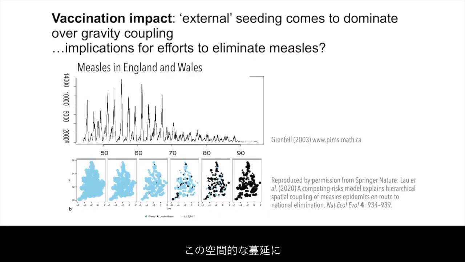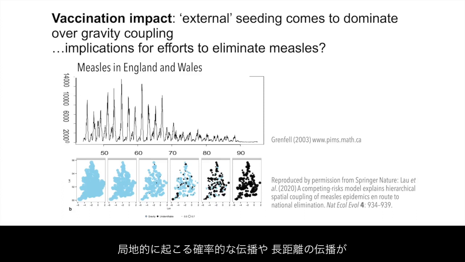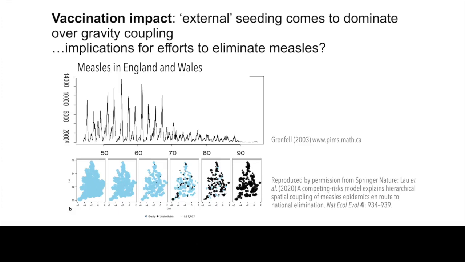Looking at how vaccination affects the spatial spread, we showed that the influence of large cities is strong in the pre-vaccination era, before the late 1960s in the figure. This is indicated by the blue symbols on the maps. However, as vaccination reduces cases, local stochastic transmission and long-distance seeding come to dominate transmission. This is shown in black symbols on the later maps. These dynamics have significant implications for the efforts to eliminate measles regionally.